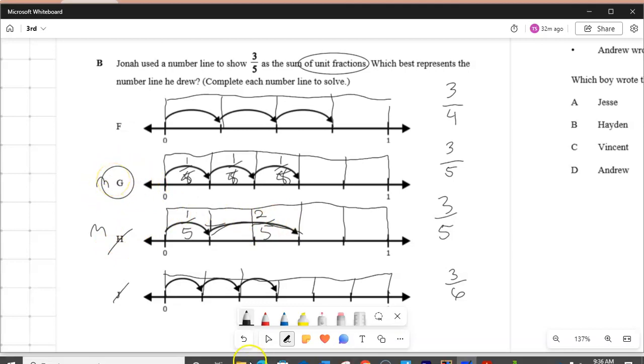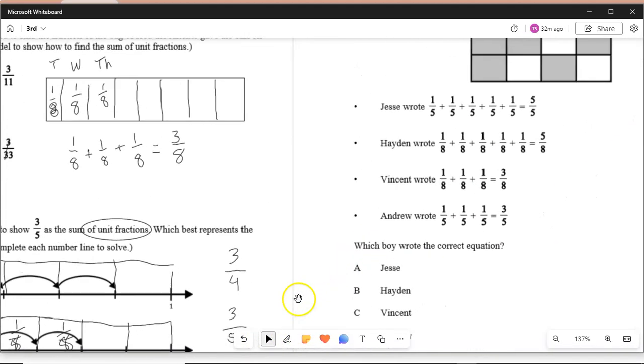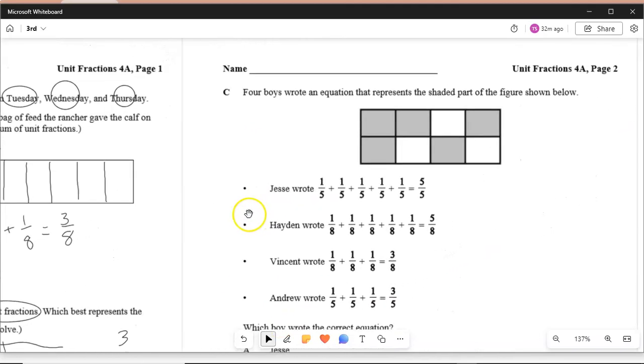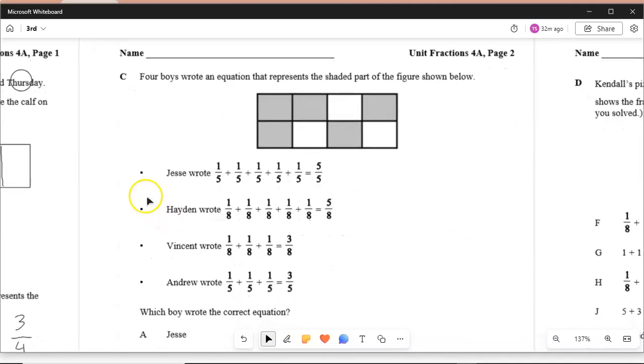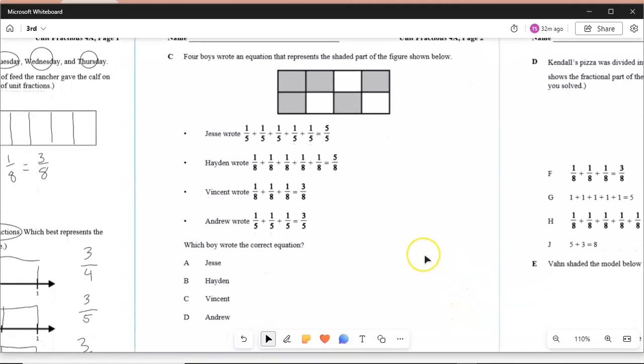Okay, we'll go ahead and look at another problem here. Look at problem number C. Okay, I'm going to go out a little bit so I can see the full thing. So our problem, go and follow along in your paper as I read. It says, 4 boys wrote an equation that represents the shaded part of the figure shown below. Okay, and I got this figure right here, and it tells what each one of them did right here.